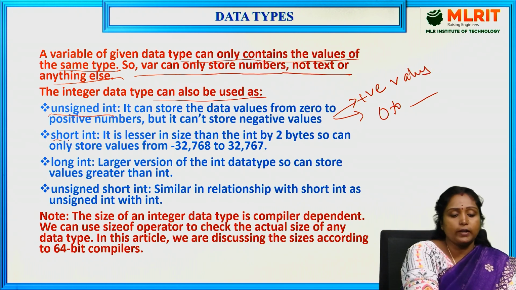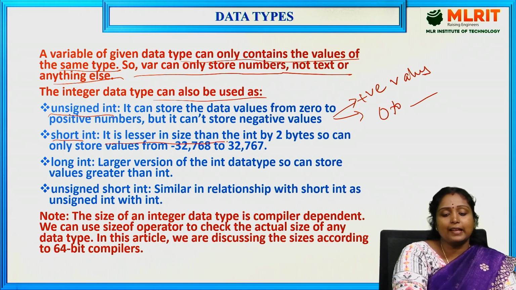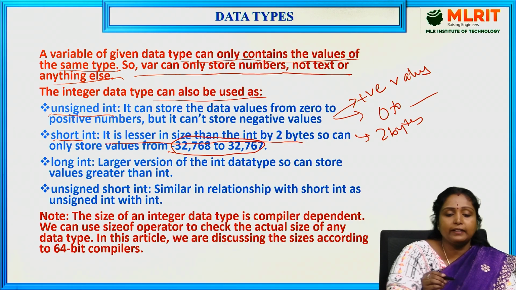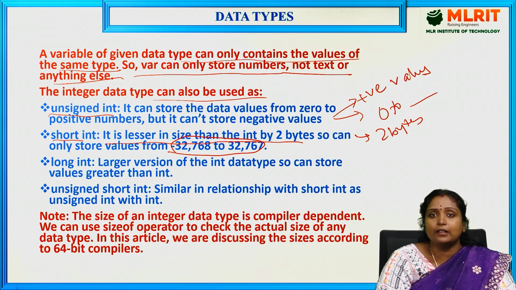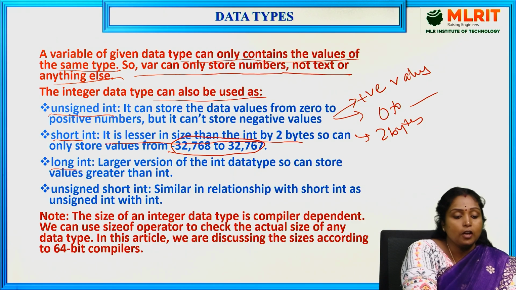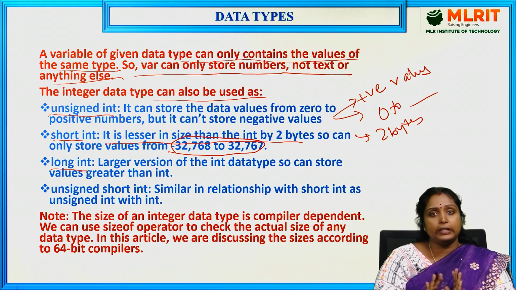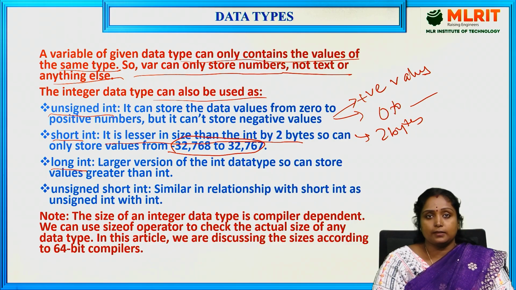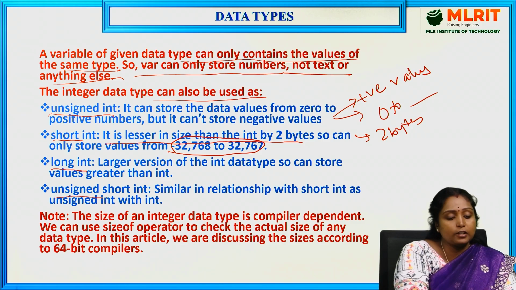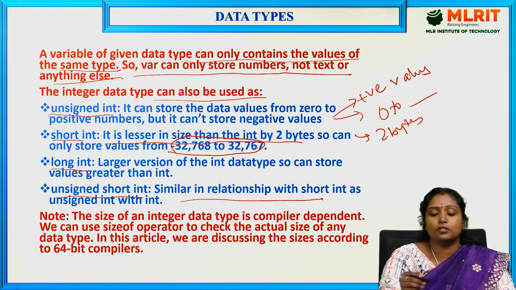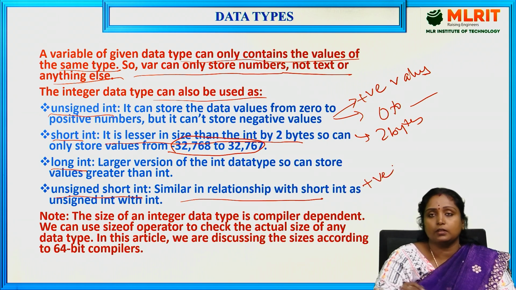Short int is lesser in size, so it can hold only 2 bytes of memory. The range of short will be minus 32,768 to 32,767. Long int is a larger version of the integer data type, so it can store values greater than int. Similarly, unsigned short int, similar to the relationship with short, will store only positive values.